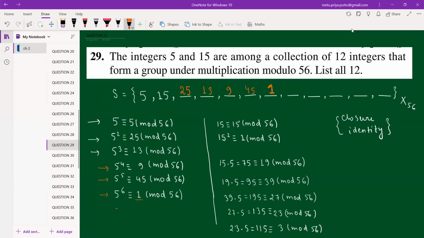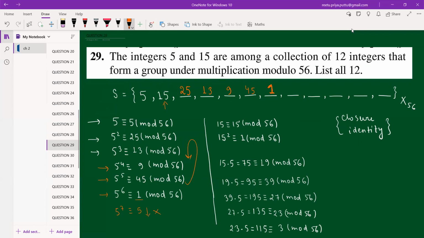Now, if I further multiply 5 to the power 7, it will give you 5 only. So that is why we will not multiply the elements further, because they will just repeat in this cyclic order. So now I will move further to see what else could be the combinations for the closure to be satisfied. Then I saw another element which was given to me, which is 15.